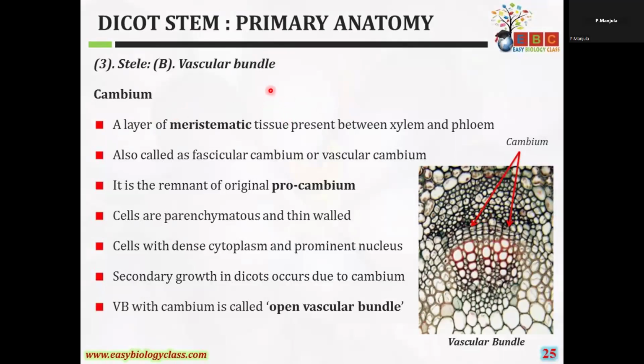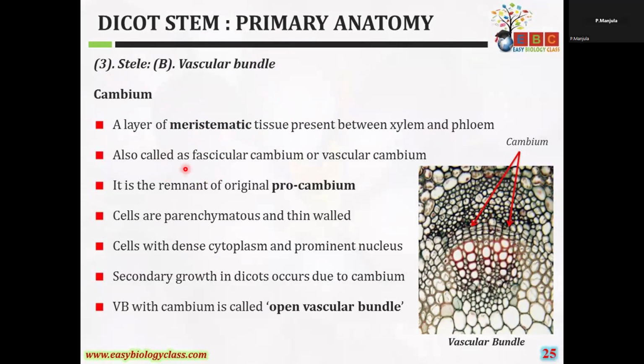Generally in dicot stems, the secondary growth will take place due to the presence of this cambium. It is a layer of meristematic tissue present between the xylem and phloem. This cambium is a meristematic tissue, which means it undergoes a continuous state of division.